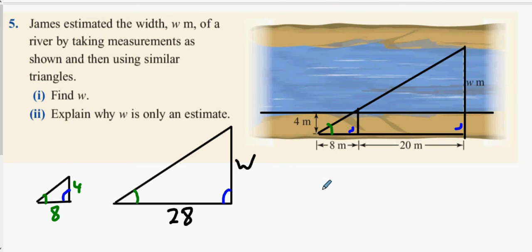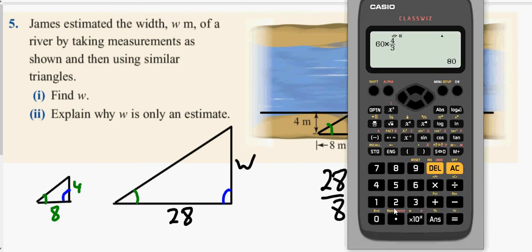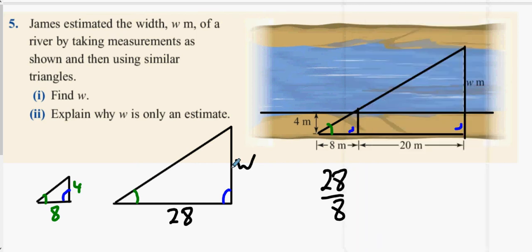28 meters here, because 8 plus 20 is 28. What we're going to do is 28 divided by 8 is 3.5. So the large triangle is 3.5 times bigger than the small triangle.